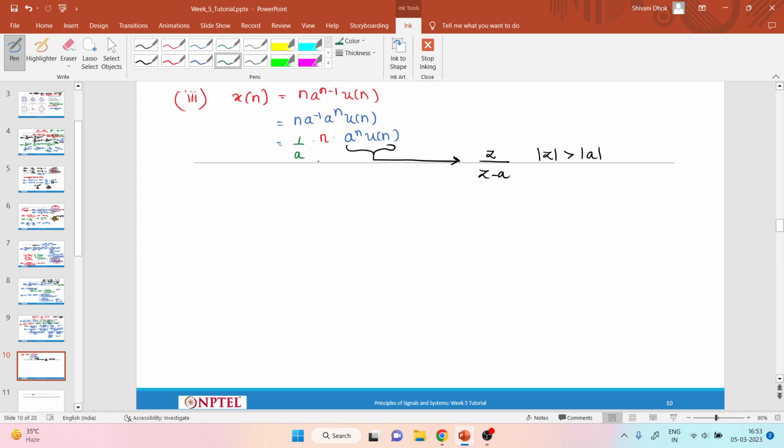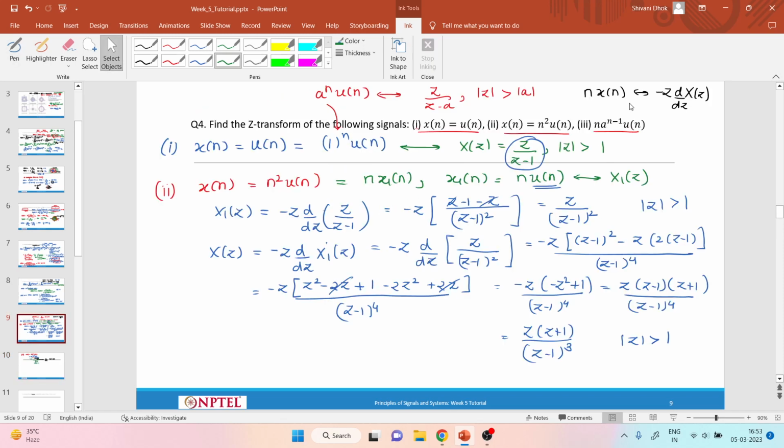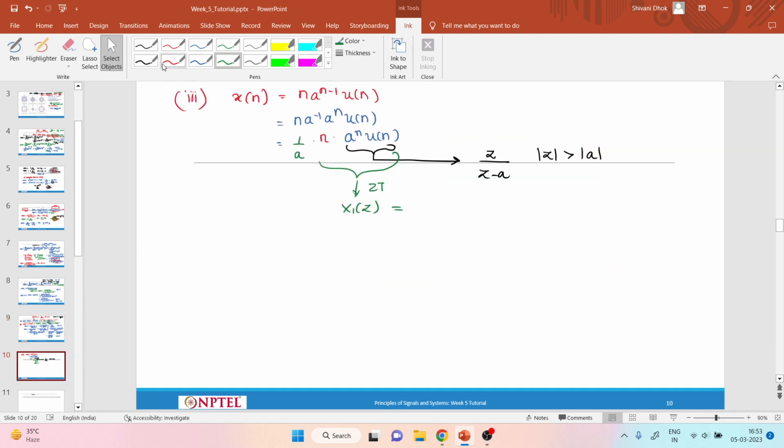Now if we consider the z transform of this, let's say the z transform of this is x1 of z. Then, using this property of multiplication with time, that is multiplication by n, this is simply minus z into d/dz of x1 of z, that is this factor, z upon z minus a. So this is equal to minus z times (z minus a minus z) upon z minus a whole square.